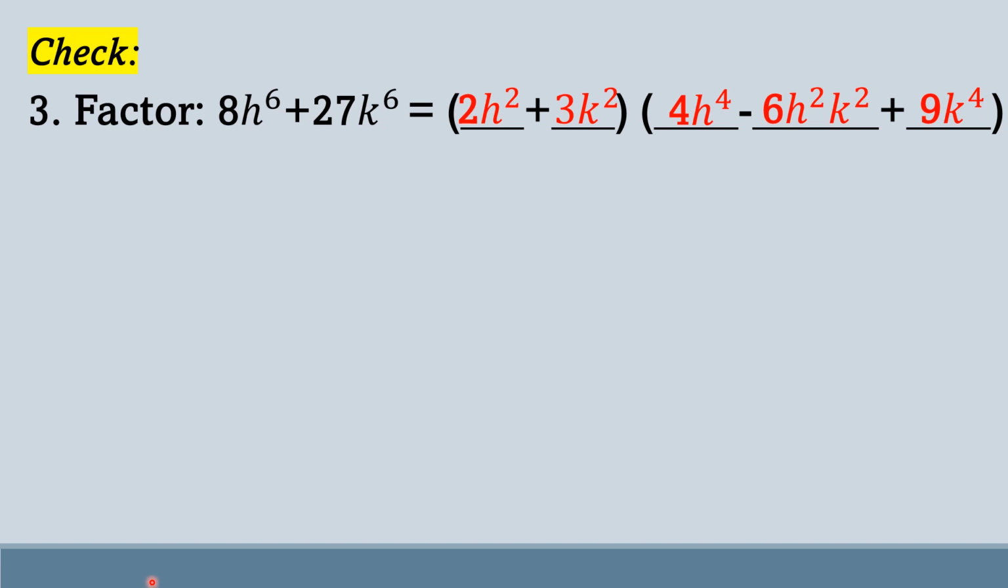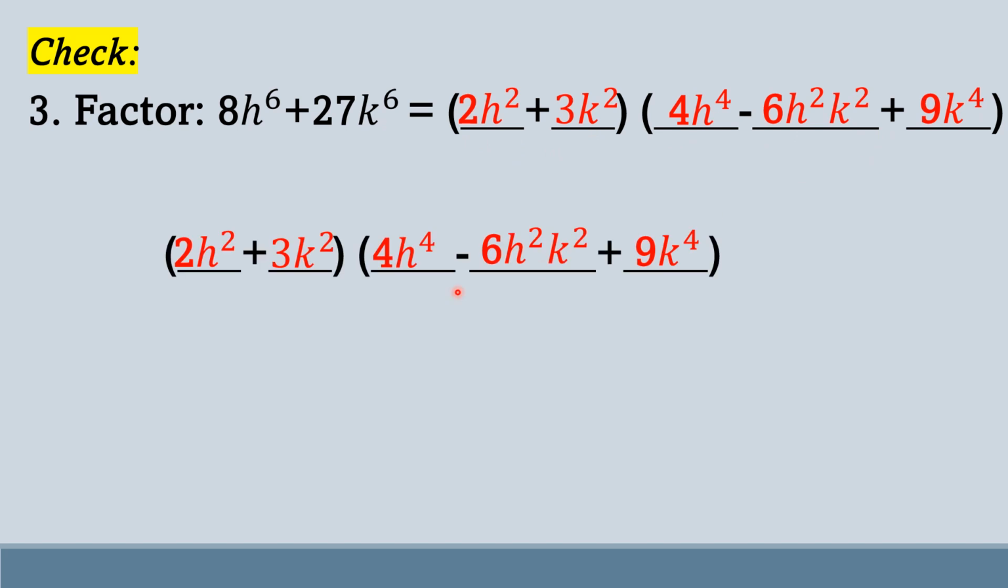So for number 3, factor 8h to the 6th power plus 27k to the 6th power. The given factors are the quantity 2h squared plus 3k squared times the quantity 4h to the 4th power minus 6h squared k squared plus 9k to the 4th power. So in order to check, we're going to multiply these two factors. So again, multiply each term of the first factor by each term of the second factor.